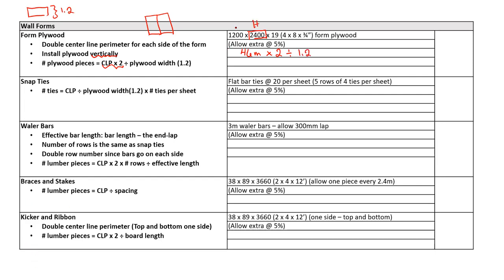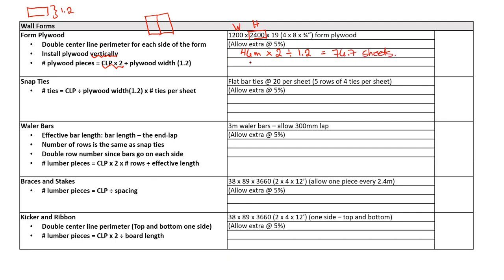I'm going to label these height and width, just in case you're looking at that red box thinking something else. So then we divide by the width of the plywood, which is 1.2. This will give us a total plywood quantity of 76.7 sheets.